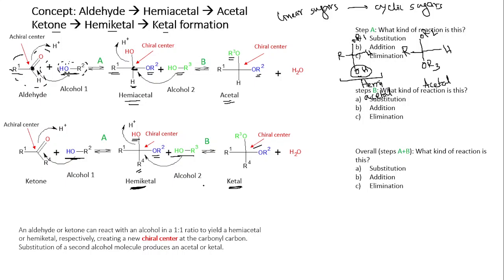Just had some questions here. Step A, what kind of reaction is this? This is called a substitution reaction. Sorry, this is an addition reaction. Step B, what kind of reaction? Step B is right here. It substitutes this OH, so this is a substitution. And A plus B is a substitution addition. So that is what kind of reactions these are.